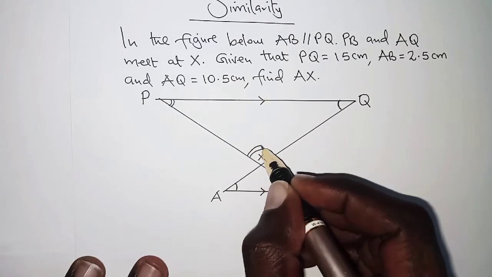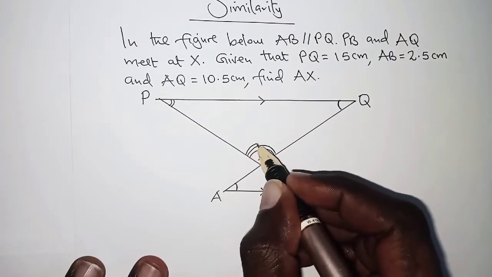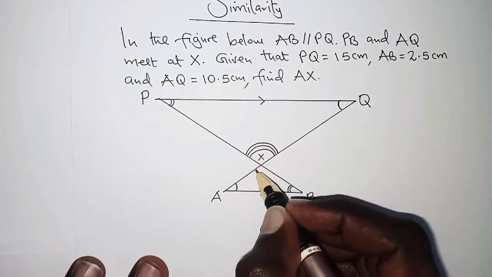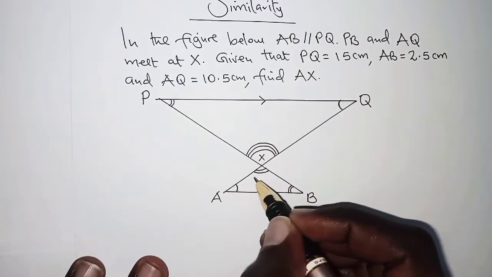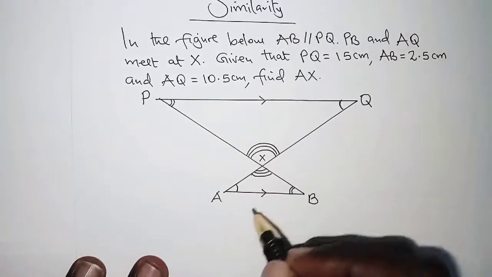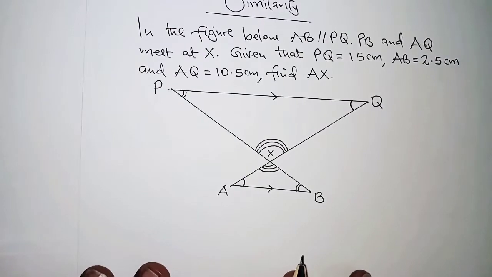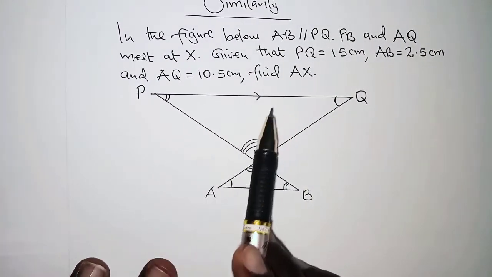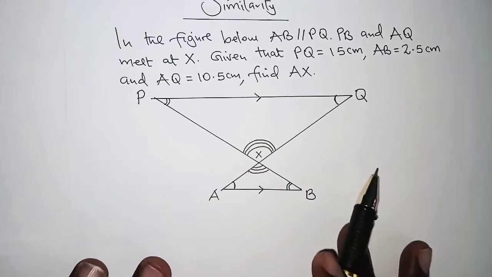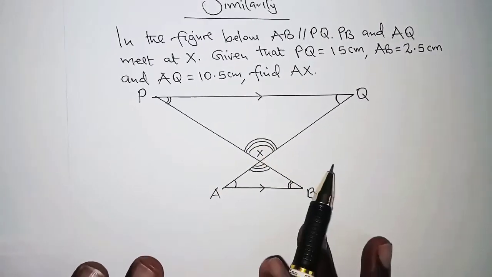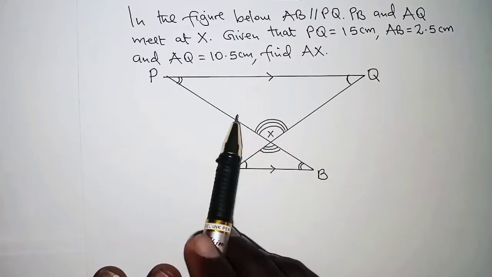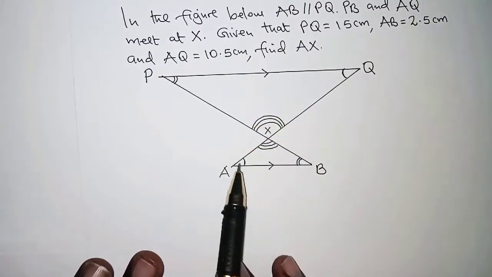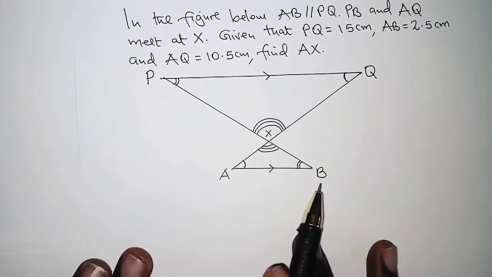Another thing for this particular point X, this angle right here, let me mark it with 3 arcs like that, should be the same as this. Those are vertically opposite angles, usually equal. So with this, we can therefore conclude that the two triangles are similar. With that fact, we'll be able to solve the diagram, that is AX, which is missing.